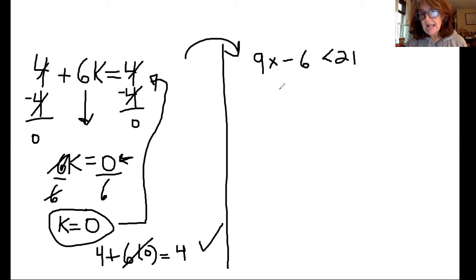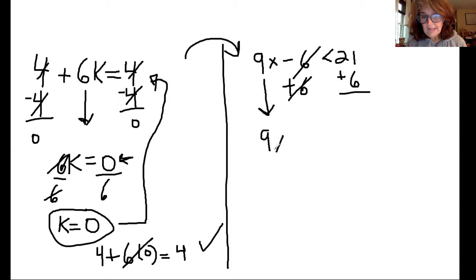Same principles, guys. We want to get x by itself. First, we need to undo our 6. We need to add, do the opposite. If we add to one side, we must add to the other side. And so now I have gotten rid of the 6, and I'm going to bring down our 9. 9x is going to be less than 21 plus 6, which is going to be 27.